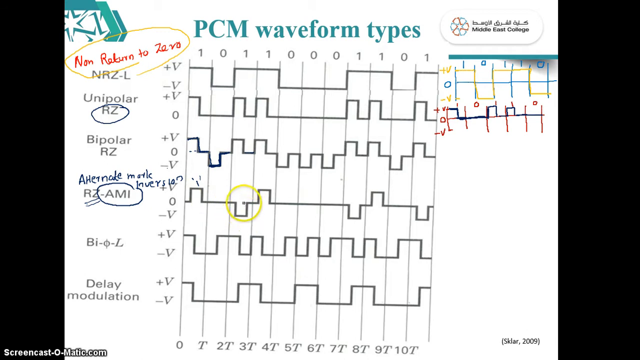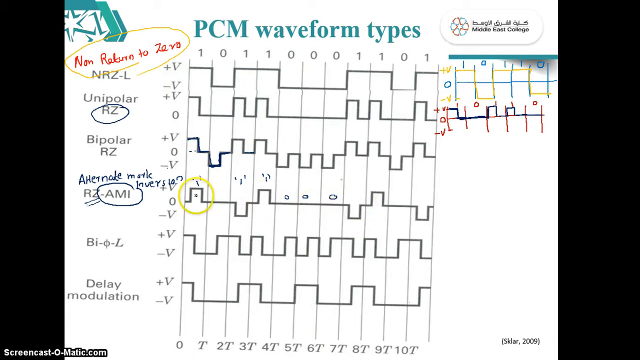The next 1 is represented by opposite polarity. Why? Because it is alternate mark inversion. So all the ones are represented by pulses of opposite polarity. Now see, this is a 1, it is represented by plus V, and 0 is by 0. The next one is represented by minus V. The next one is represented by plus V. Next 0, 0, 0, and the next 1 will be represented by minus because the previous was plus.